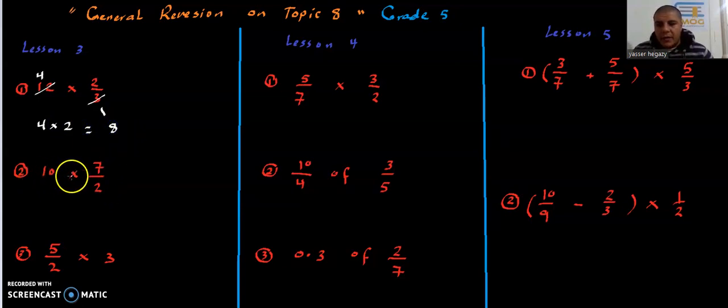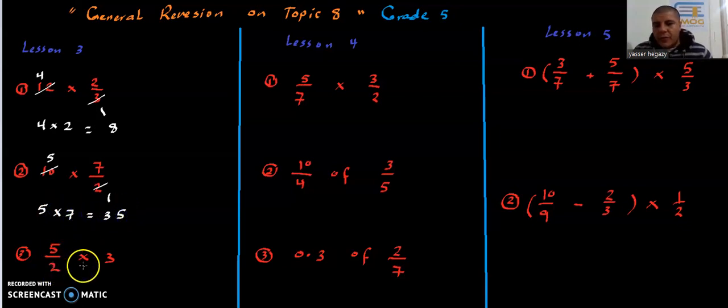Number 2, 10 multiplied by 7 out of 2. So before we multiply, we must simplify. 2 divided by 2 equals 1. 10 divided by 2 equals 5. And multiply 5 by 7 is equal to 35.